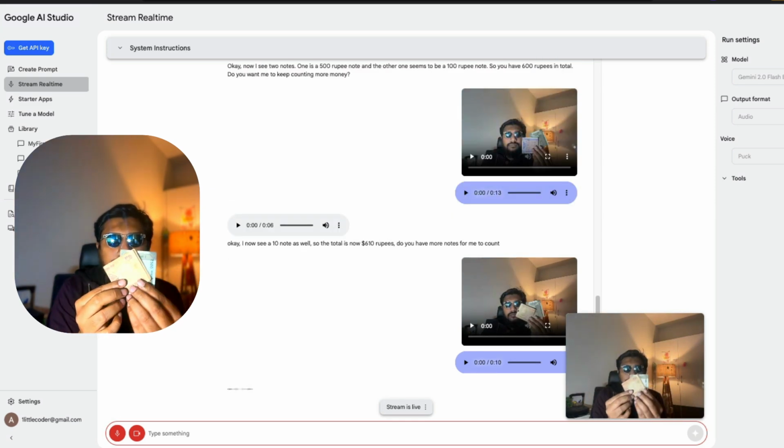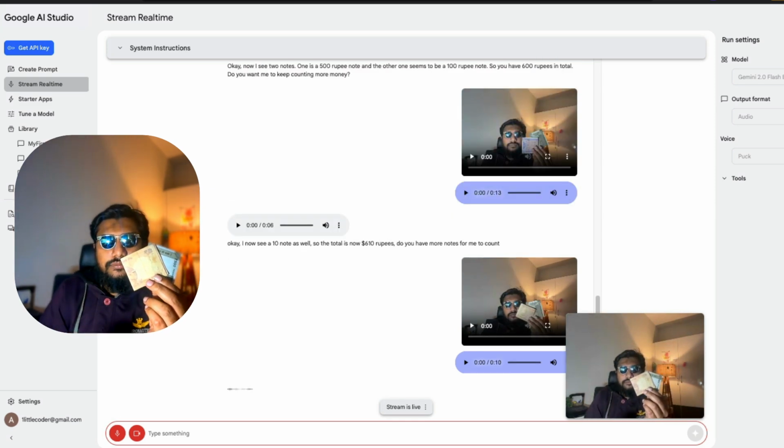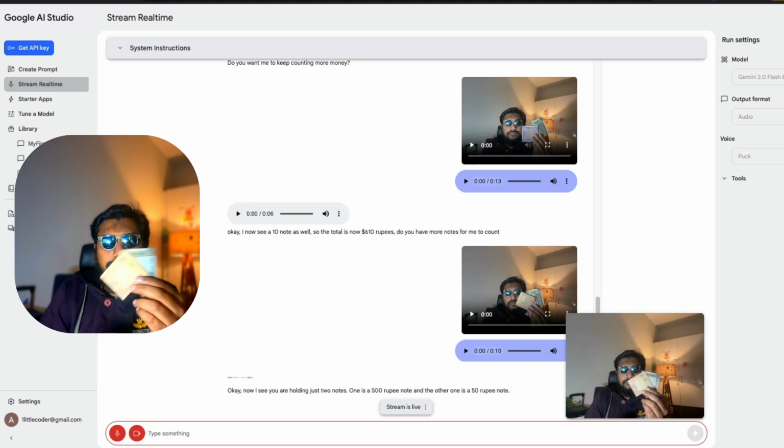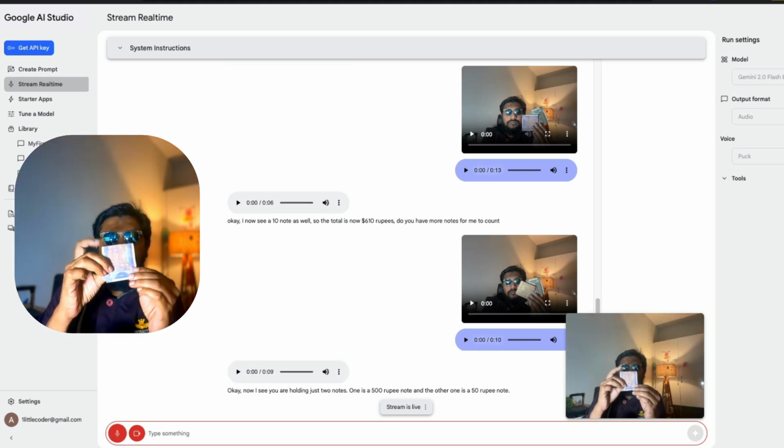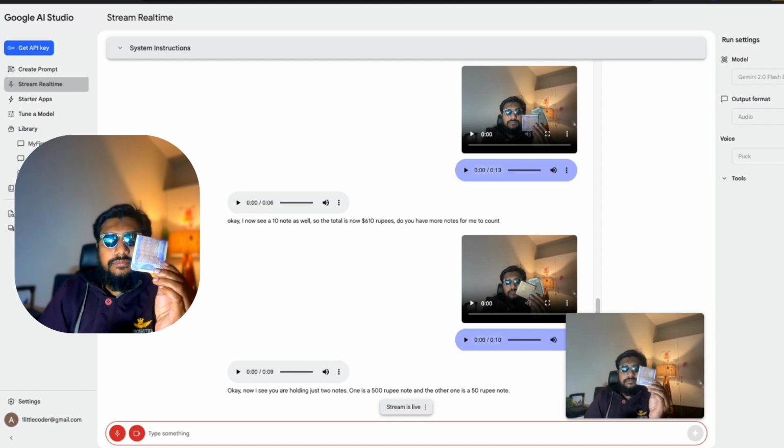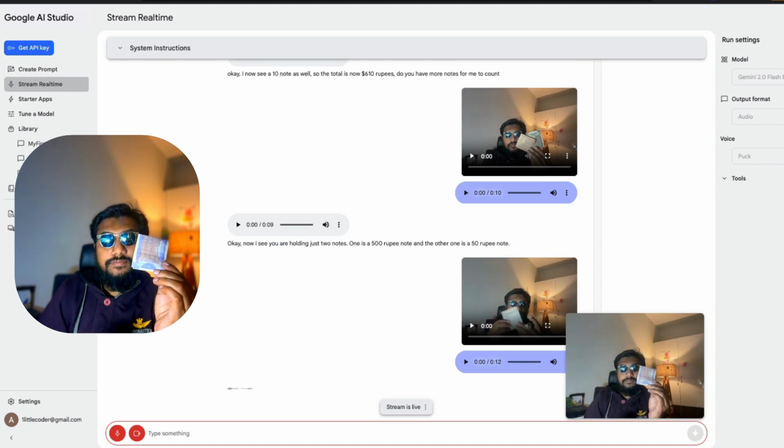Okay, now I see you are holding just two notes. One is a 500 rupee note, and the other one is a 50 rupee note. That makes a total of 550 rupees. How about now? Now I see only one note, which is a 100 rupee note.